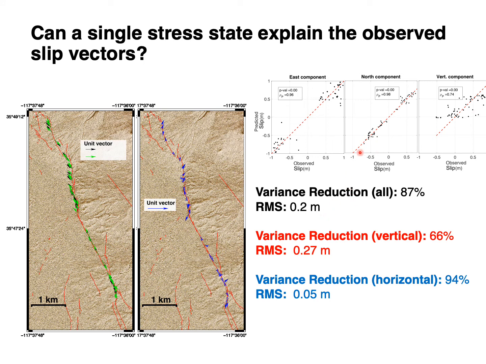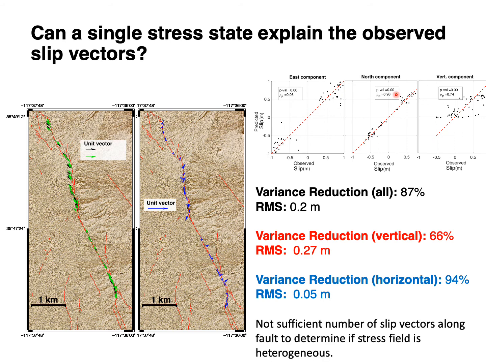This shows the model fit again for the east, north, and vertical components. Overall, the model can explain most of the variance of the observations, with an 87% variance reduction. For the vertical, we do a much poorer job of explaining the variance. You can see here is a pretty poor fit, and I think this is likely due to the vertical displacement maps just being noisier. But with the horizontal, we can do a pretty good job explaining the horizontal component of motion.